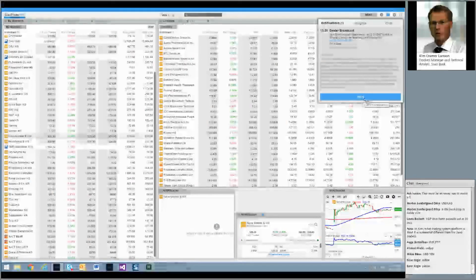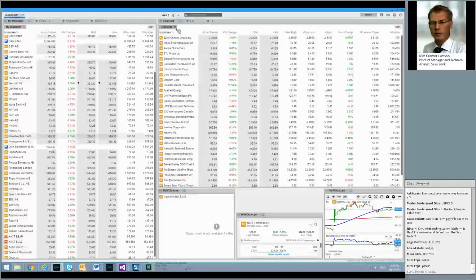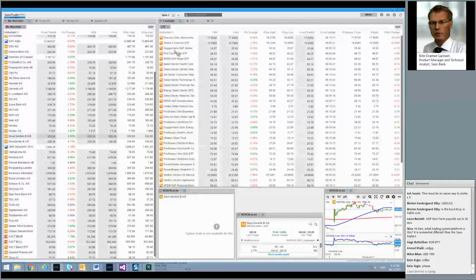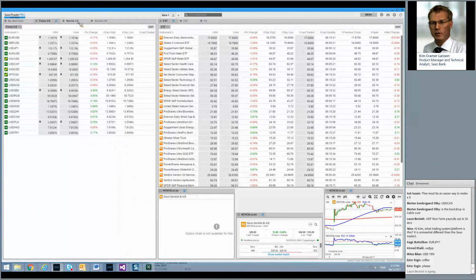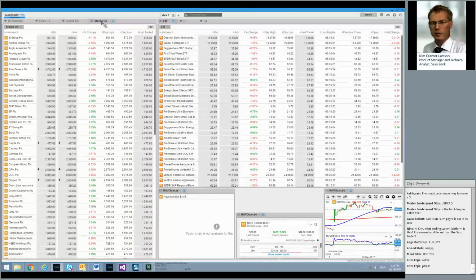So here, that is a workspace I have set up. I have some stocks over here. I have some ETFs here. I can have several watch lists. I can do my own. I can do some of the ones that are predefined. I can have several windows.